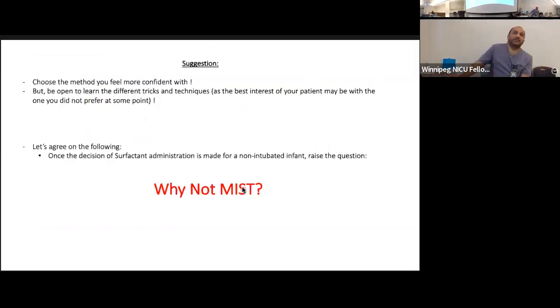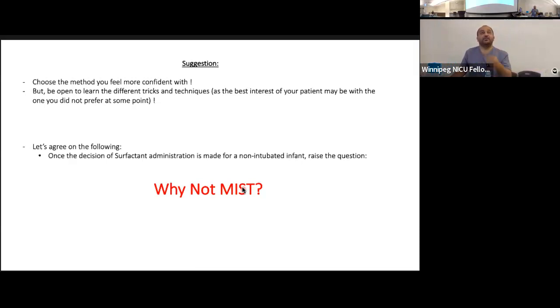My suggestion for this is: all of us are practitioners, we have defined skills, and we have what we are comfortable with. When I first started the survey, my main goal was to define the comfort zone for each one of us. What's my comfort zone? It's okay to go with one strategy, one method, one kind of catheter, but please be open to the other different tricks, because the differences are minor, but the impact is really major.